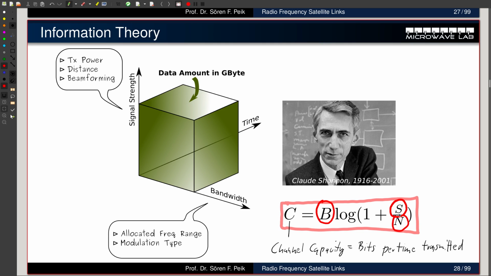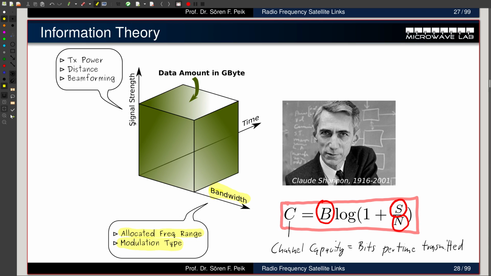And when you look at this graphically, you get a cube. You have 3 dimensions. One dimension is your bandwidth. The more bandwidth you have, the bigger your cube becomes in this direction. So in order to make the cube big, you have to allocate a big frequency range. And also, by using certain modulation types, you can also increase the bandwidth that's transmitted.